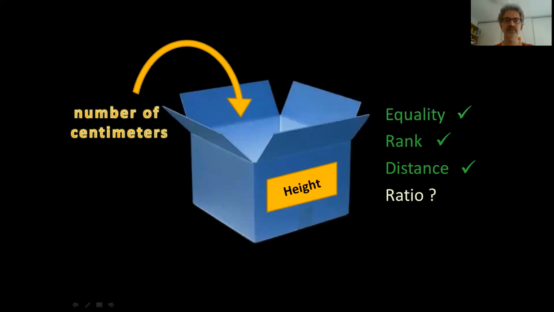Does it make sense to say that someone who's 2 meters tall is twice as tall as someone who is 1 meter tall? Actually, that sounds reasonable. Can we say that someone who is 1 meter, 110 centimeters is 10% taller than someone who is only 100 centimeters? That makes sense as well. We can do that with heights. So there are ratios, and therefore this is a ratio level scale of measurement.